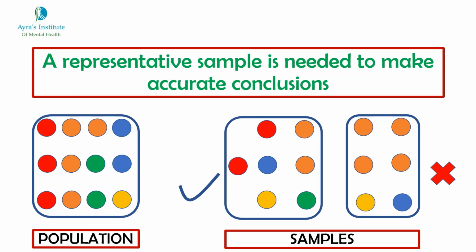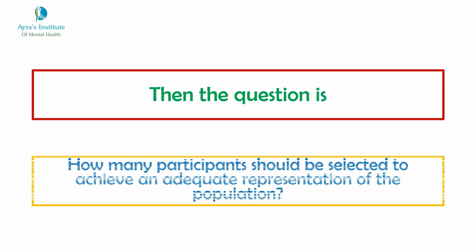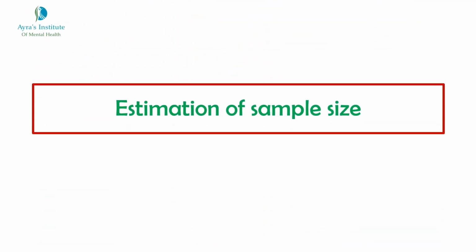Similarly, out of 100 students in a psychology class, if I collect data only from 5 students, the inferences drawn may not be accurate. So the question is, how many participants should be selected to achieve an adequate representation of the population? Estimation of sample size will help us to answer this question.